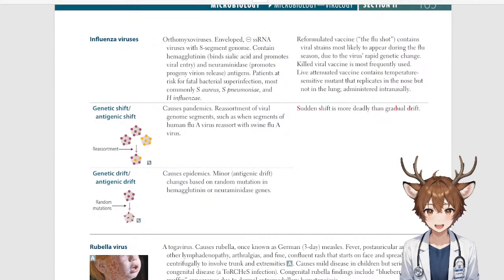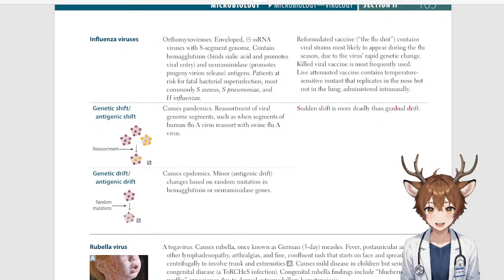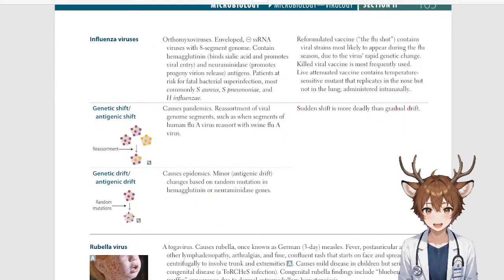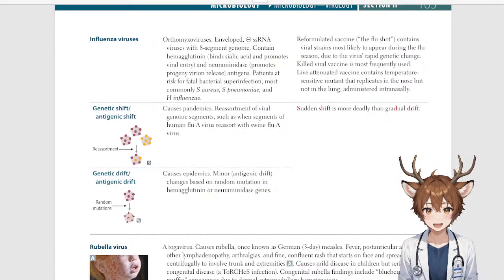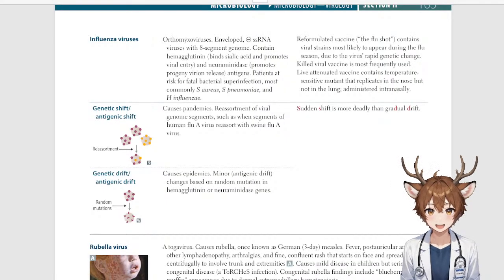What about genetic and antigenic drift? Random mutation in hemagglutinin (HA) or neuraminidase (NA) genes leading to minor changes in the HA or NA protein. Drift occurs frequently, causing local seasonal outbreaks, epidemics. So true.